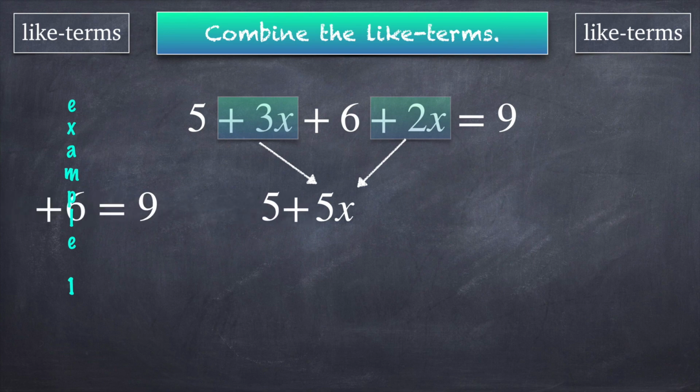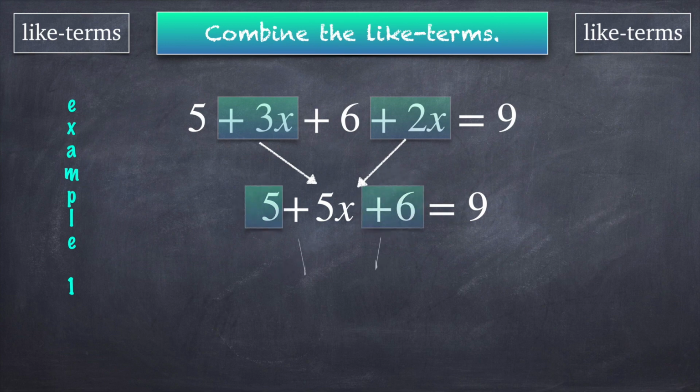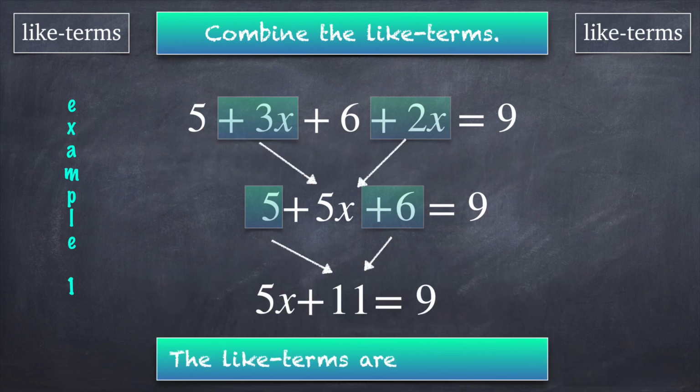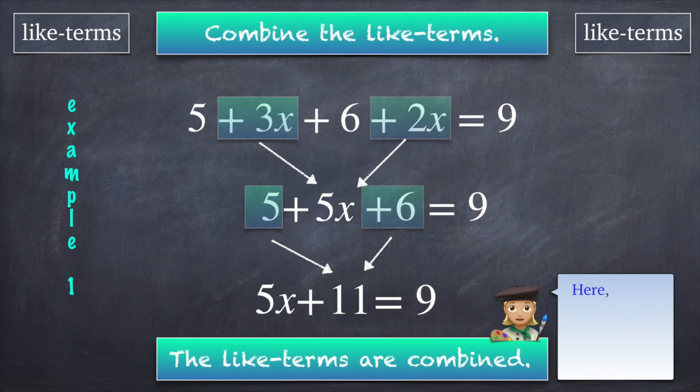And then rewrite the equation. Bring the 5 down and the 6 down, the equal sign and the 9. Now our 5 and our 6 are integers, are like terms also. Add those together and we're left with a two-step equation. We'll solve those later. My most important thing today is just to make sure we understand what like terms are and how to combine them.